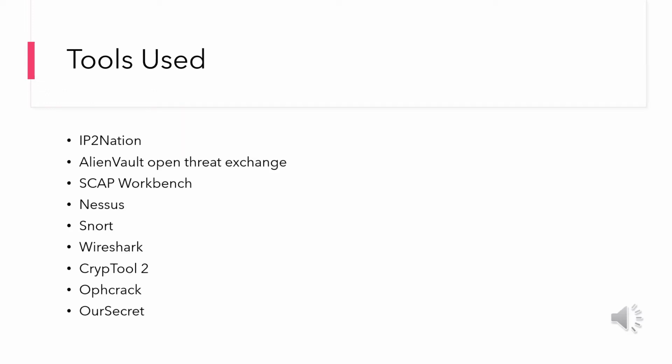There were many tools used throughout the projects. These tools include IP2Nation, AlienVault, SCAP Workbench, Nessus, Snort, Wireshark, CrypTool, Ophcrack, and RSecret.